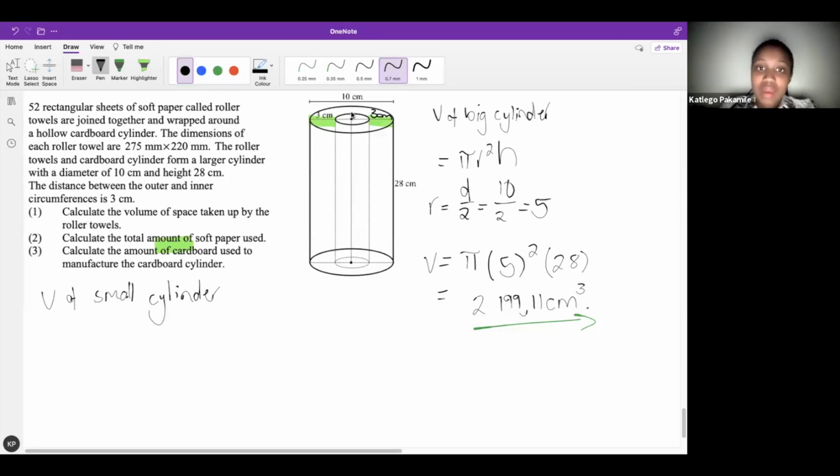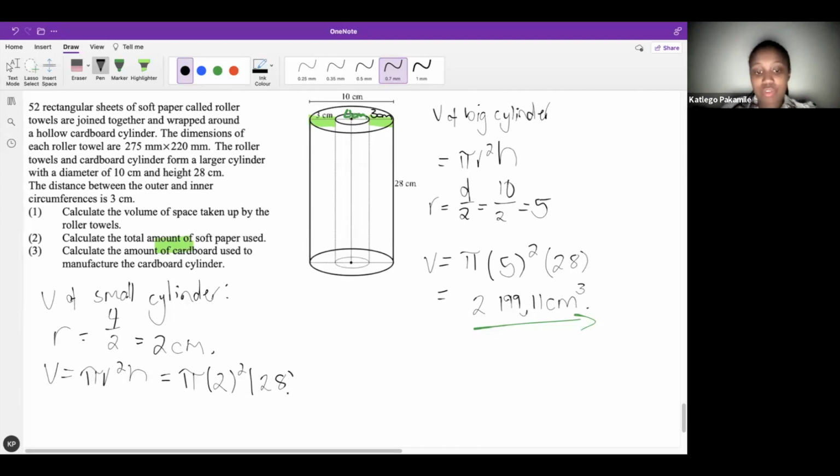4, but 4 is the diameter of the smaller one. Do you agree? Yes, ma'am. So the radius is going to be 2. Nice. So my radius for the smaller cylinder is 4 divided by 2, which is 2 centimeters. Now let's do it. Volume equals pi times radius squared times height, and my height is still how much?